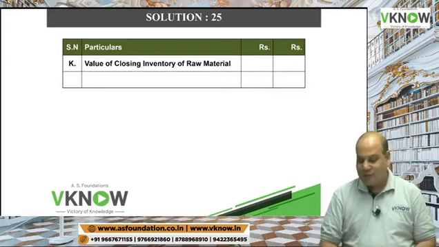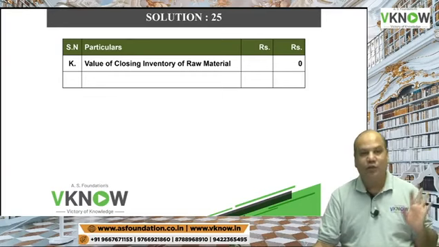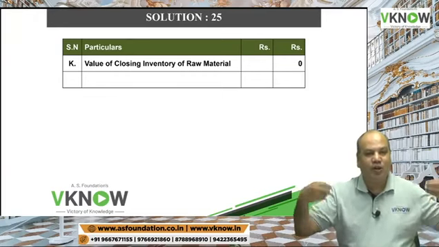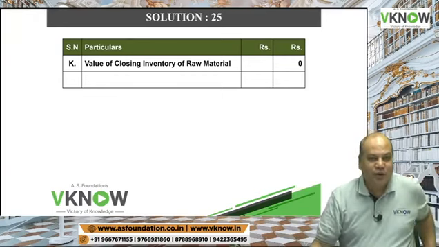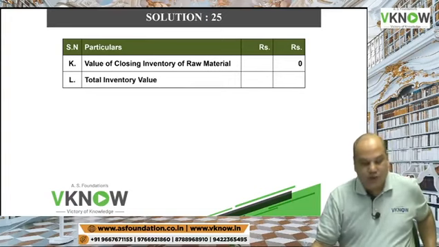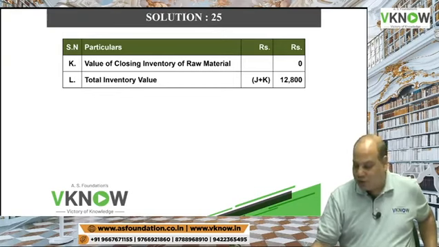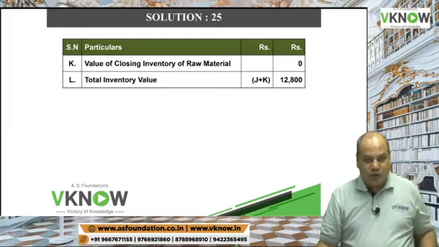Value of closing inventory of raw material. Come on. There is no closing inventory of raw material. All raw material have been processed. The question has not given you closing stock of raw material. Therefore, total inventory value, value of finished goods plus value of raw material, J plus K, is 12,800. Be present every day, every minute. You will understand what is going on.